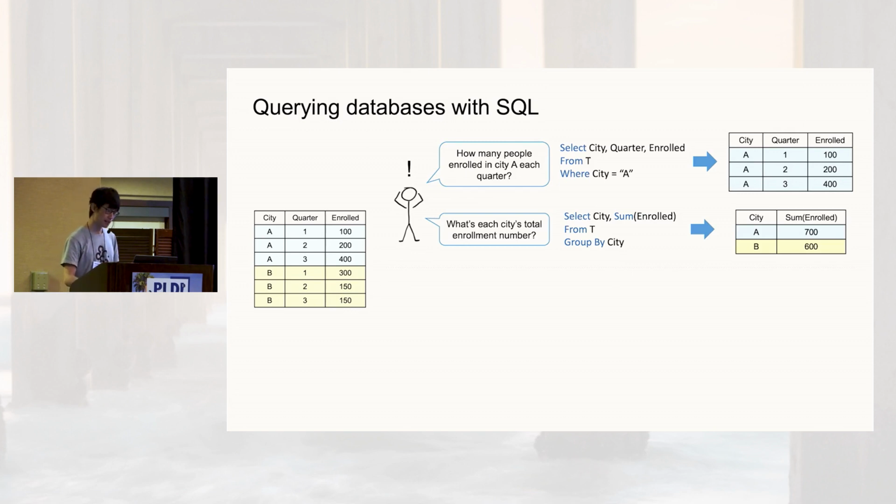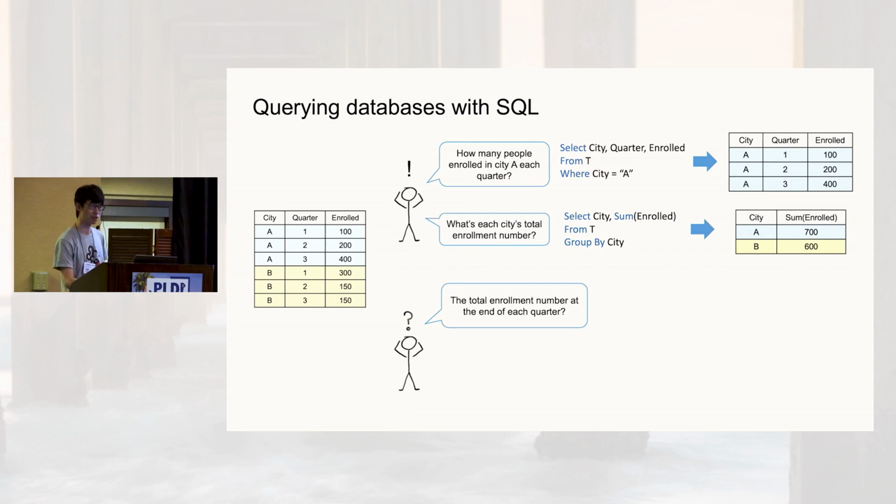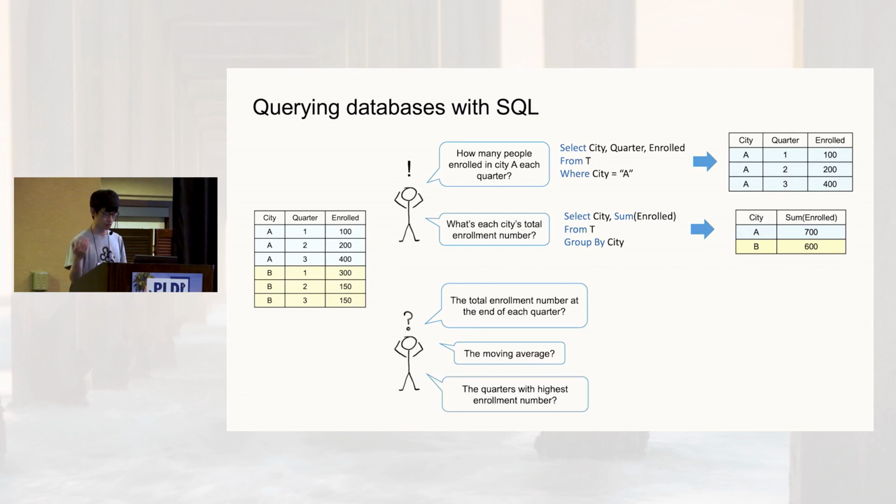Also easy. But sometimes people want more, and those people are app developers or data scientists. What they want is something like: I want the total enrollment number at the end of each quarter, or I want to calculate the moving average, or I want the quarters with the highest enrollment number. In this case, you'll find SQL is quite annoying and sometimes impossible. Basic SQL is not really sufficient for those complex analytical tasks.